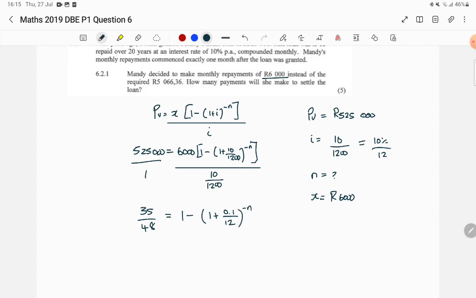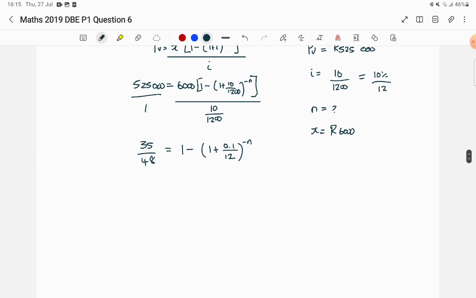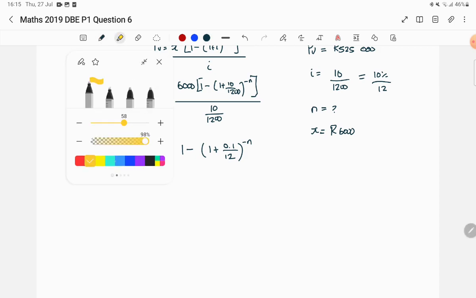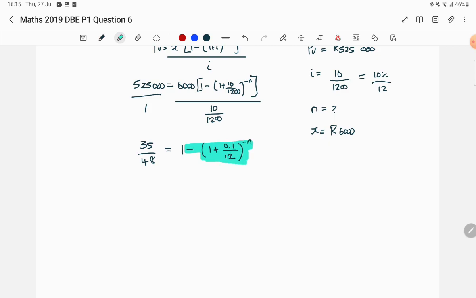So again, when there are unknown exponents, that means that we are going to be using logs. All right, so after we get to that, thereafter we can go ahead and make this entire part that we're working on positive, just to make our lives a bit easier. What I'm going to do is take that onto one side and take the 35 over 48 onto the other side. So it's going to be 1 plus 0.1 over 12 to the power minus n, sorry. Then we make that term which holds the unknown exponent positive, and then we take this and we do 1 minus 35 over 48.